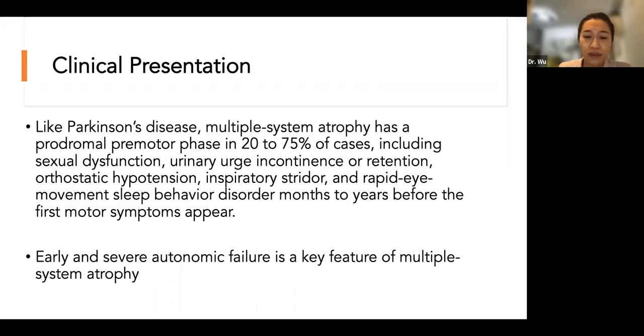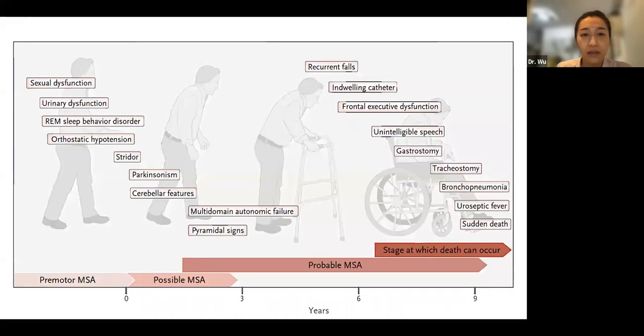Like Parkinson's disease, multiple system atrophy has a prodromal premotor phase in 20 to 75% of cases, including sexual dysfunction, urinary urge incontinence, or retention, orthostatic hypotension and rapid eye movement sleep behavior disorder, months to years before the first motor symptoms appear. And we should notice that early and severe autonomic failure is a key feature of MSA. Multiple system atrophy is characterized by a relentless worsening of motor and non-motor symptoms over an average time frame of about 10 years, with more rapid progression at the first appearance of the motor symptoms.